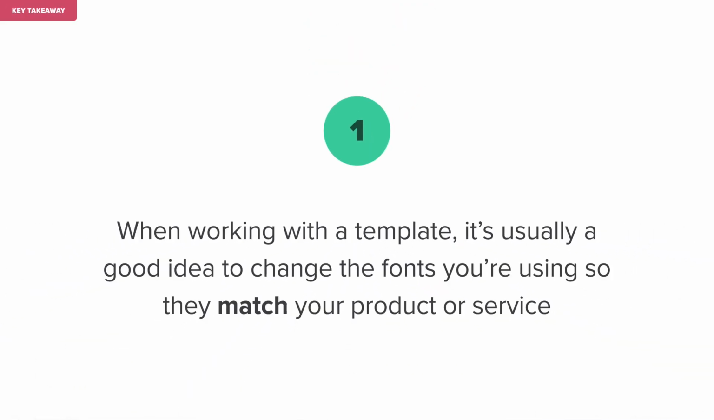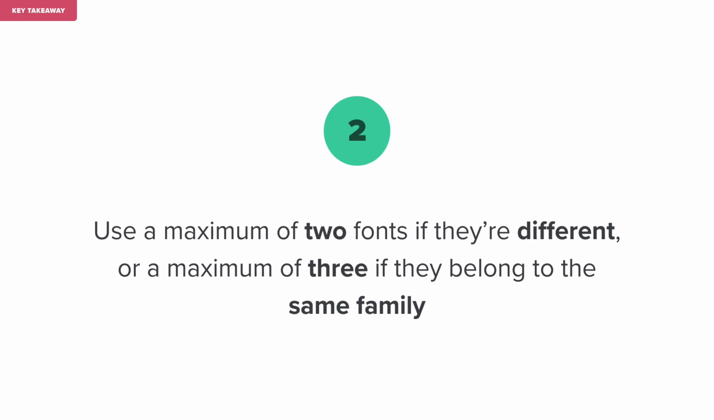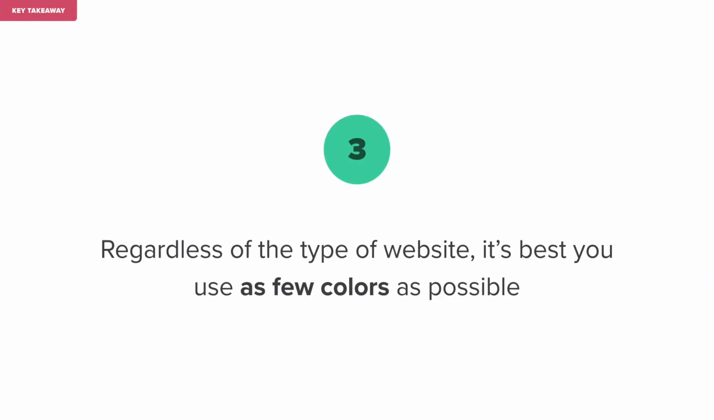All right, so with a couple of customizations already done to our landing page, let's take a look at a few key takeaways. When working with a template, it's usually a good idea to change the fonts you're using so they match your product or service. Use a maximum of 2 fonts if they're different, or a maximum of 3 if they belong to the same family. Regardless of the type of website, it's best to use as few colors as possible.